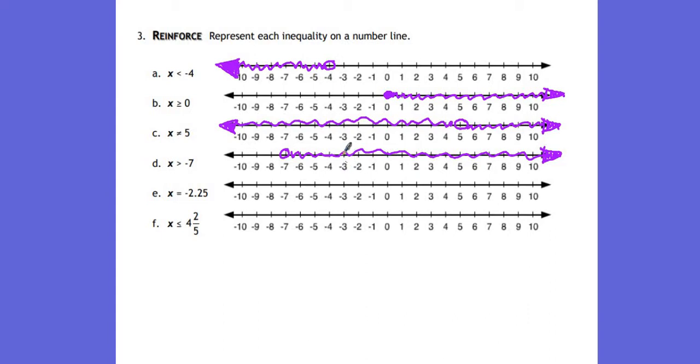E, X is equal to -2.25. What kind of point am I going to put there? Open or closed? Okay, well here's -2. Is it before -2 or after -2? It's a little after. Would you say open or closed? Closed. Any shading? No shading on that.